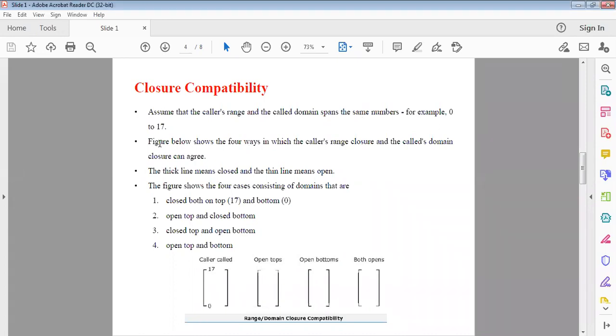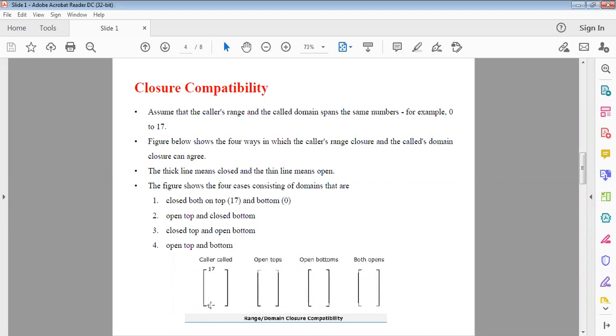For example, we are taking values ranging from 0 to 7. See, this is the diagram of range domain closure compatibility. The caller will have the range 0 to 7, and the called will also have 0 to 7. That is the way to represent closure compatible. The below figure shows the four ways in which the caller range closure and the called domain closure can agree. If you are using any of these representations, then it is closure compatible.